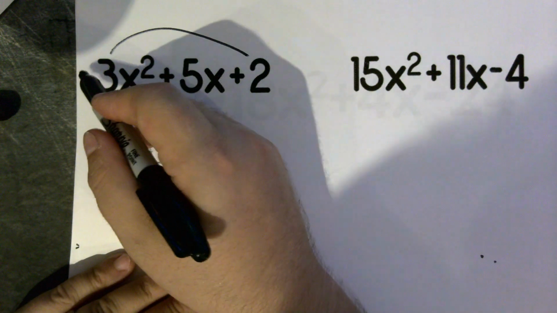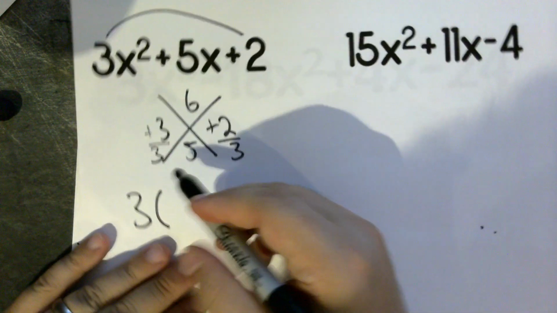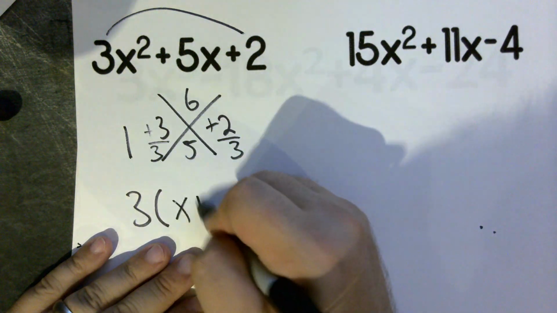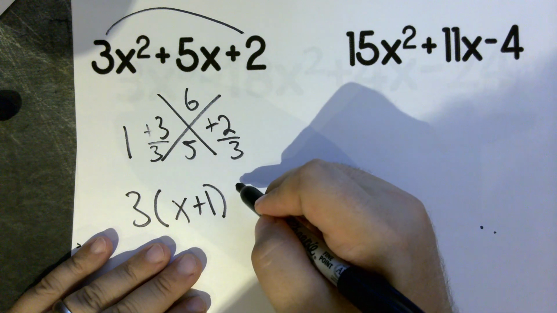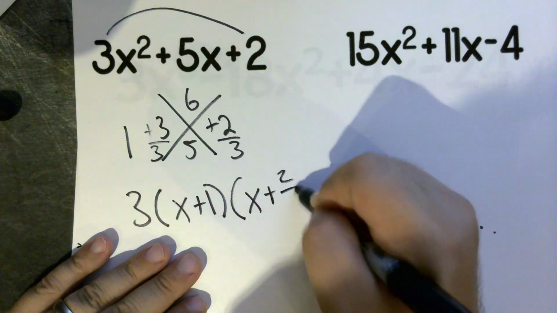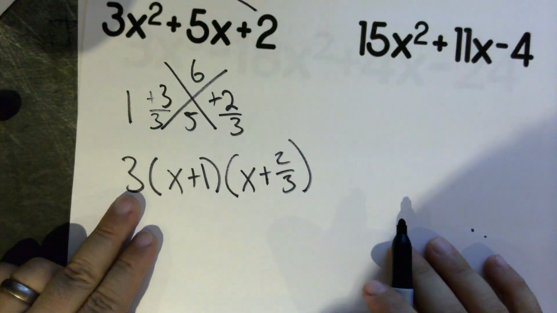And now we can write this out. So when we write it, we want to take a, bring him down. 3 divided by 3 is 1. So this is x plus 1. And 2 divided by 3 does not simplify, so this is x plus 2 over 3.